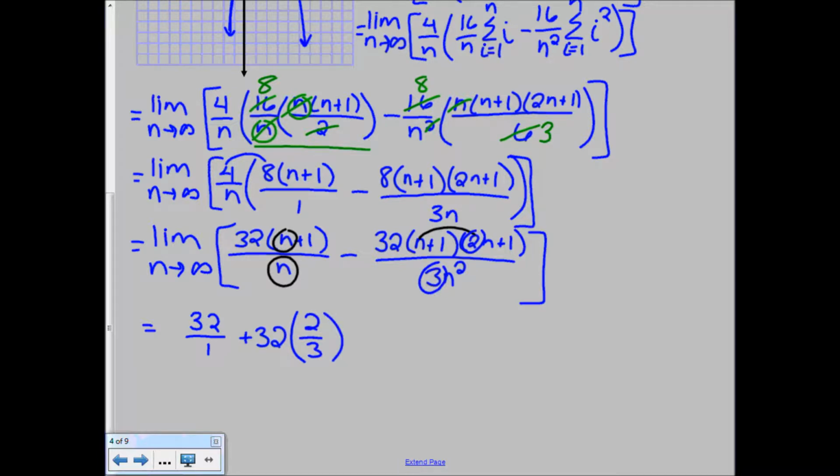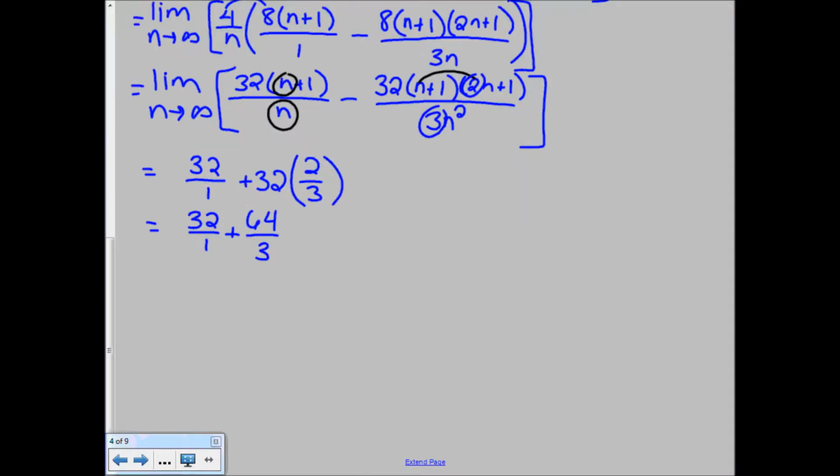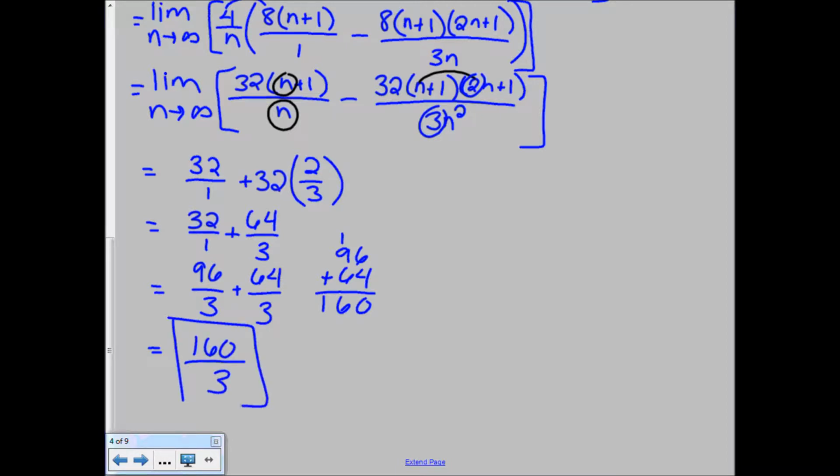And now all we have to do is simplify. So we're going to get 32 over 1 plus 64 over 3. So if we make these both into fractions over 3, we're going to get 96 plus 64 over 3, which is just going to be equal to, if we do the math off to the side real quick, 10 carry the 1, we're going to get 160 over 3.